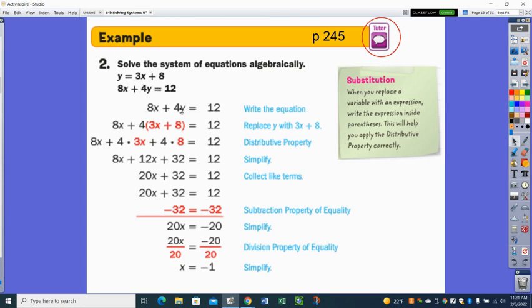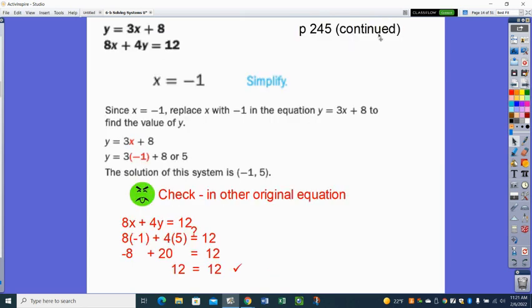So just to show you, on page 245 they did one just like this as well. They have that more complicated equation, and they take that y out and drop in the 3x plus 8. They're showing you very nicely the distributive property. They're combining the like terms. And right here is where we'd be Woodruff bubbling and subtracting 32, dividing by that 20, and the answer would be negative 1 for the x coordinate. Now go back up in the simpler one and put 3 times negative 1 and add 8, and you'll get the y coordinate.